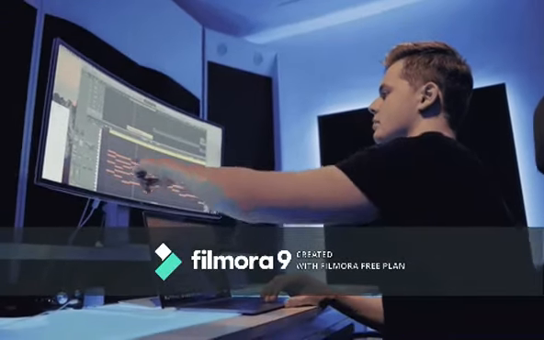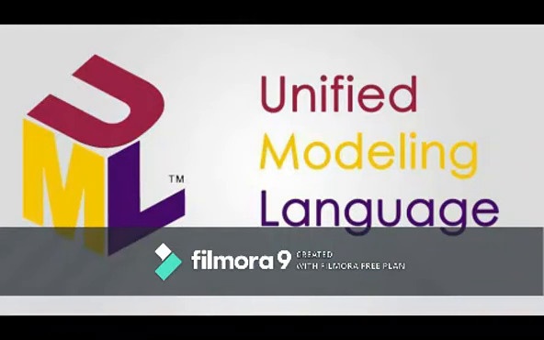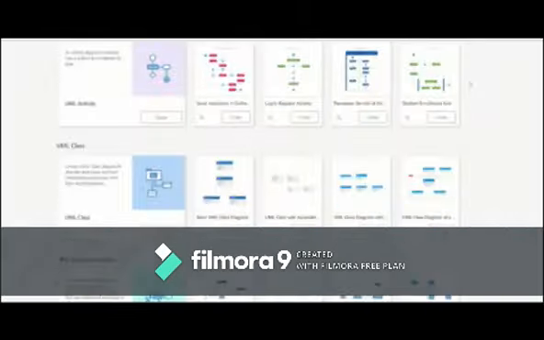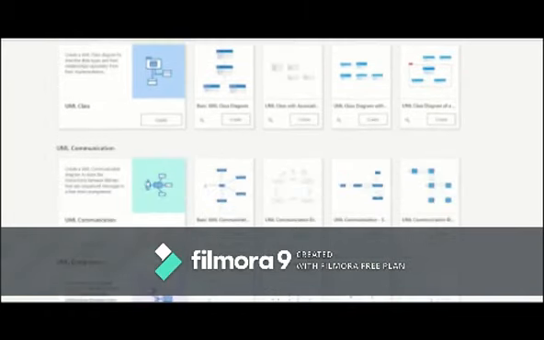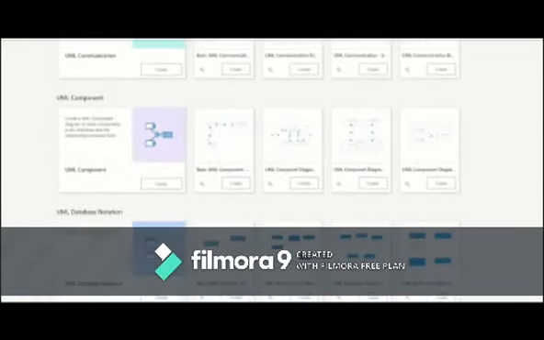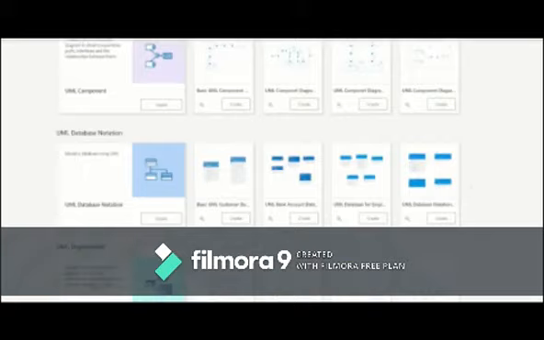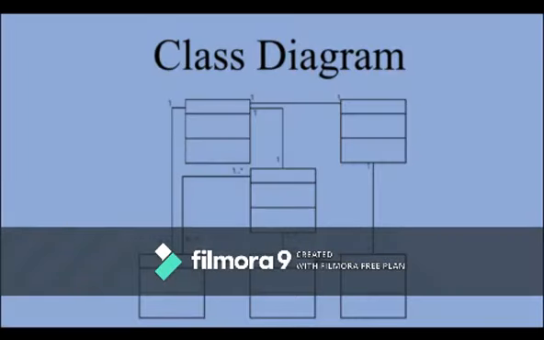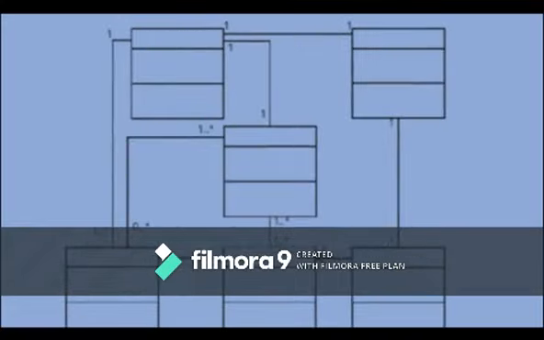In the field of software engineering, the Unified Modeling Language, or UML, provides a standard way to visualize the design of a system. It uses different types of diagrams, and one of its static models is the class diagram. A class diagram defines the types of objects in the system and the different types of relationships that exist among them.